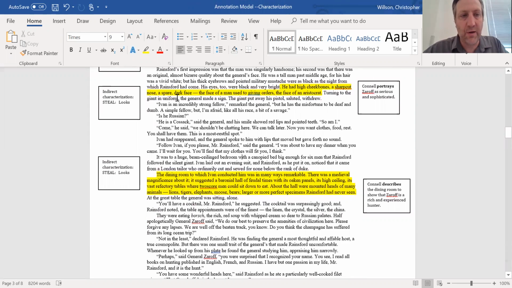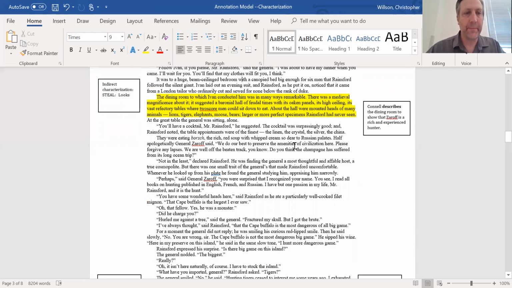Well, let's look at some looks. The L in STEELE stands for looks, and Zaroff has high cheekbones, a sharp cut nose, a spare dark face, the face of a man used to giving orders, the face of an aristocrat. And we know that that means Zaroff is probably fairly serious and sophisticated based on his looks.